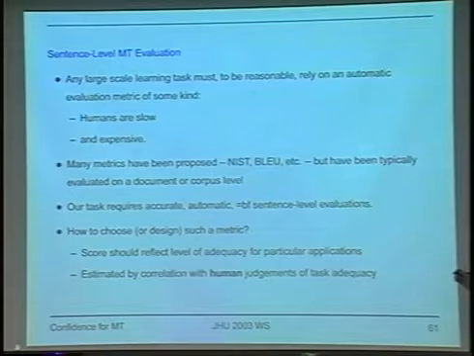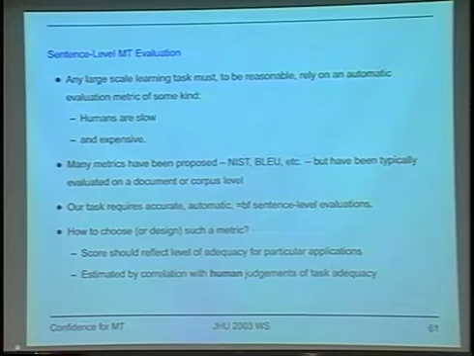And basically what we decided for our task is that we would like the score to reflect the level of adequacy for a particular application. And the way that we estimate whether or not a metric predicts this is by correlating with human judgments of task efficacy, which we, for now, assume to be our best measure of such things.